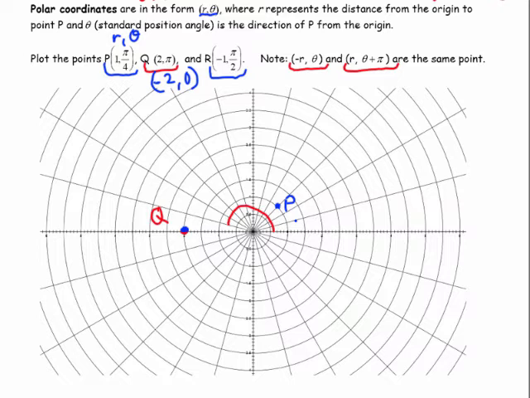We want to be 1 unit out, but we want to go in the opposite direction from pi over 2 radians. So positive pi over 2 would land us going in this direction, but we want to go 1 unit in the opposite direction because of the negative. And so our point is going to land at this location, R.